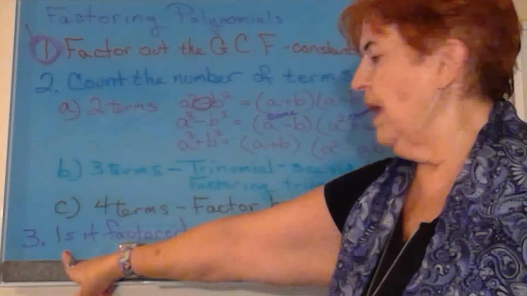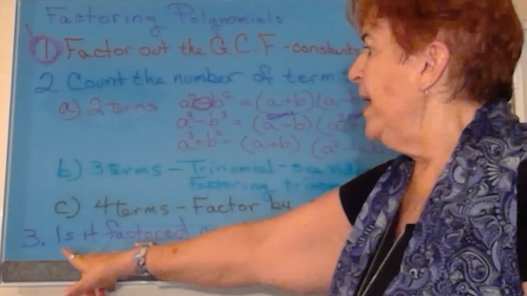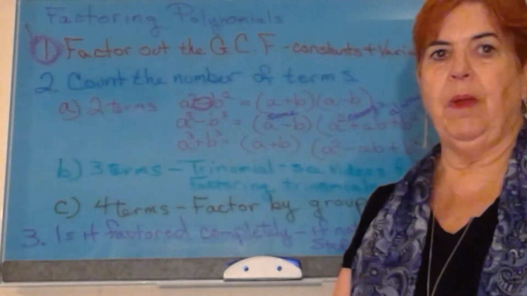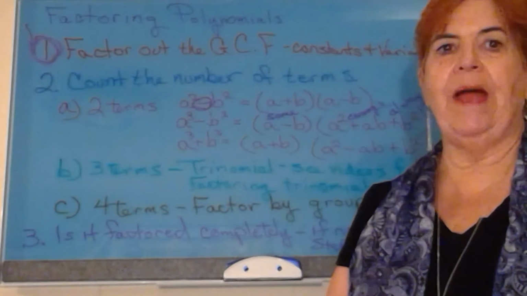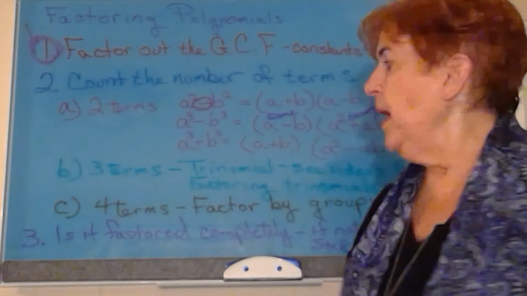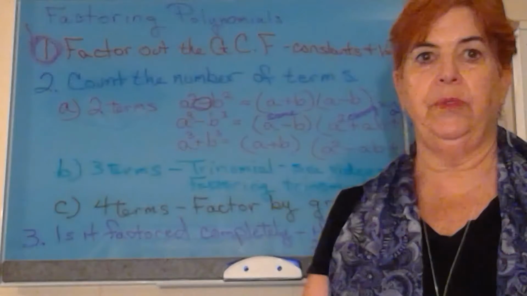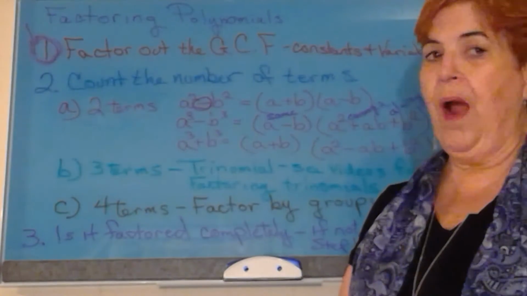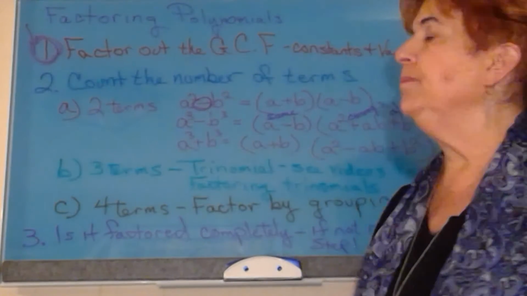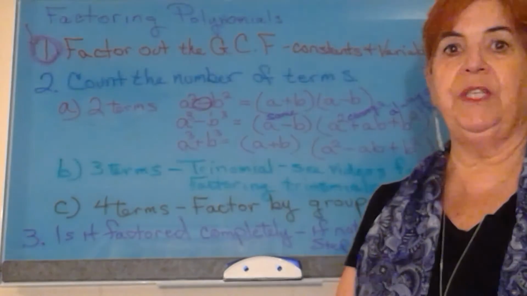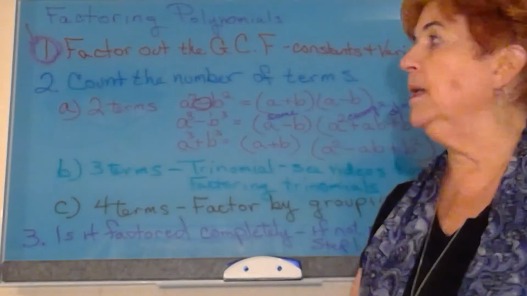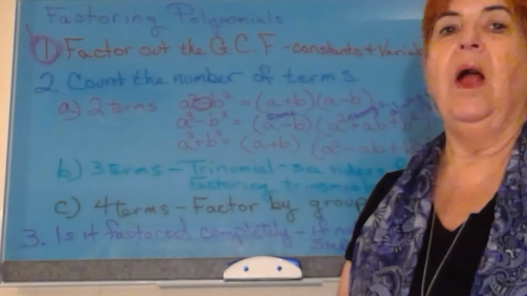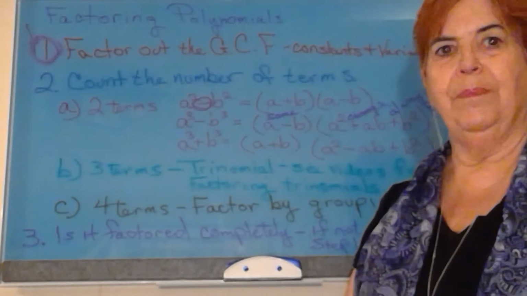Now, 3. After you counted the terms and figured out what to do, is it factored completely? Look at the factors that you've come up with. Can they be factored further? In other words, it's possible that in one of those factors, you've got a greatest common factor. It probably won't be there for most of the problems, because if you take it out at the beginning, that should be it. And then you're just going to follow this straight through until you have it factored completely.